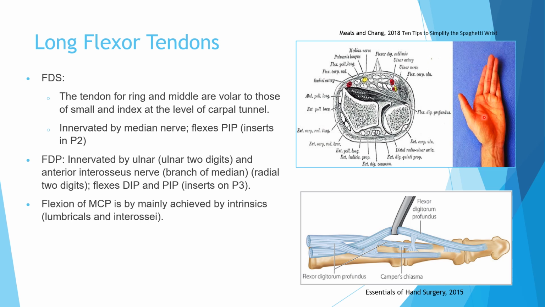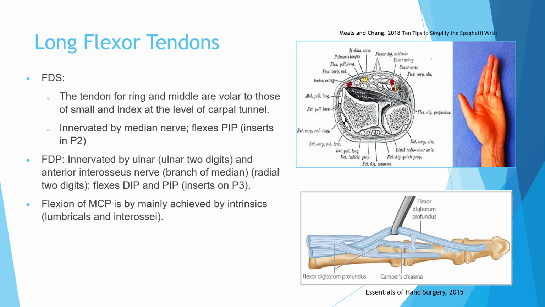So if you look at this figure here, it will help you to remember how the tendons of the flexor digitorum superficialis are arranged at the level of the carpal tunnel. So at the level of the carpal tunnel, you will find the tendons of the flexor digitorum superficialis, two more superficial, the ring and the middle finger. They are more superficial to the index and the small finger. So they will be arranged like this. The two of the ring and middle are more superficial to the pinky and the index finger.